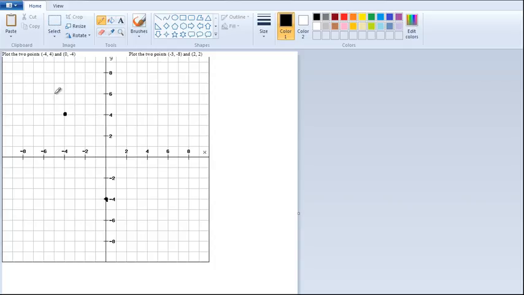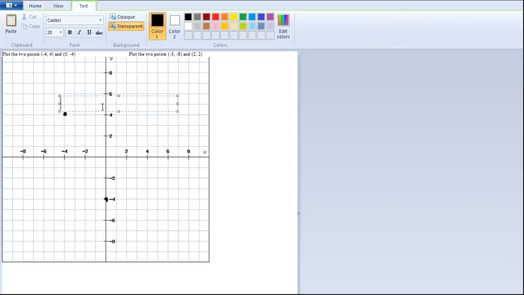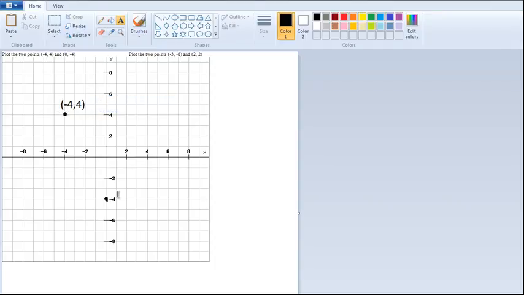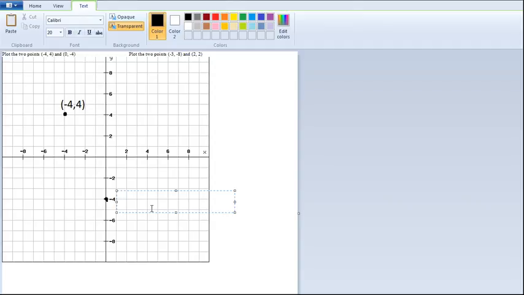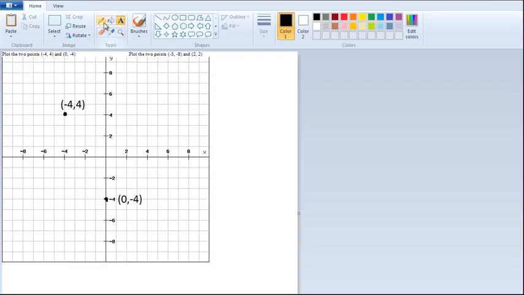To save some time, I'm not gonna, actually, we'll do this the right way. Minus 4, 4. And then we have 0, minus 4. The next point is minus 3, minus 8. Minus 3, minus 8. And then 2, 2, which is here.